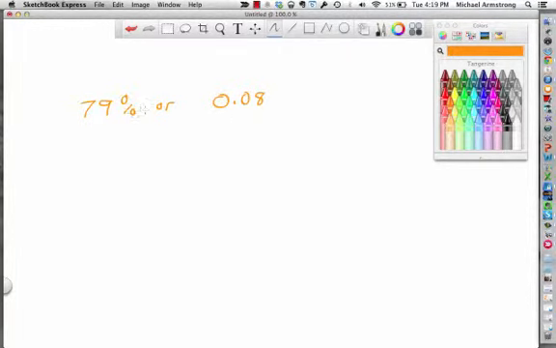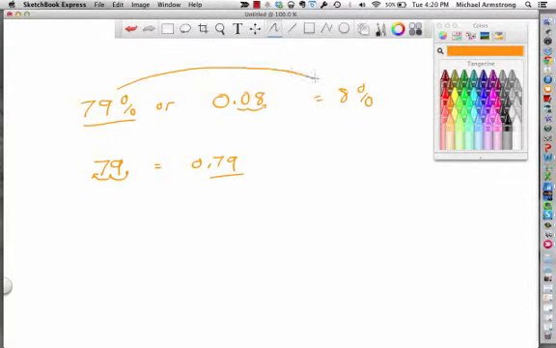Okay, so let's change 79% to a decimal. And remember that you just take the 79 and you move the decimal over 2 directions. That equals 0.79. So 79% is the same as 0.79. And for 0.08, when you want to change that to a percent, you just move the decimal twice that way, and that would be 8%.